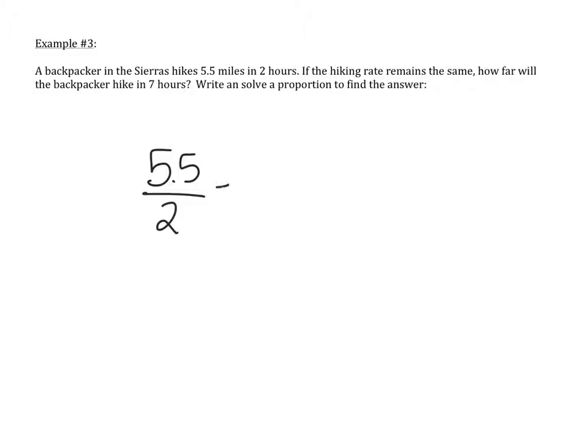So to set up this proportion, I'm going to put the 7 across from the 2, since it was 2 hours and it's asking how far is he going to go in 7 hours. So I'm going to put the 7 across from the 2, and it is how far he's going to go that I don't know.